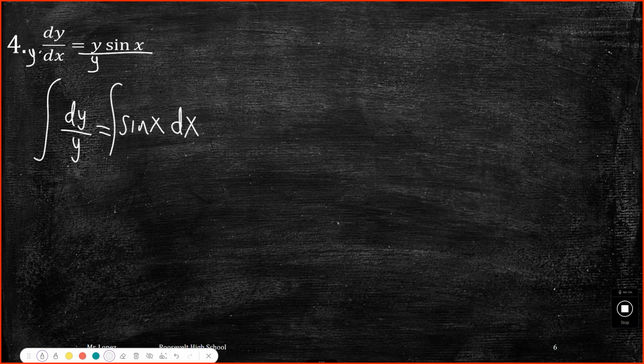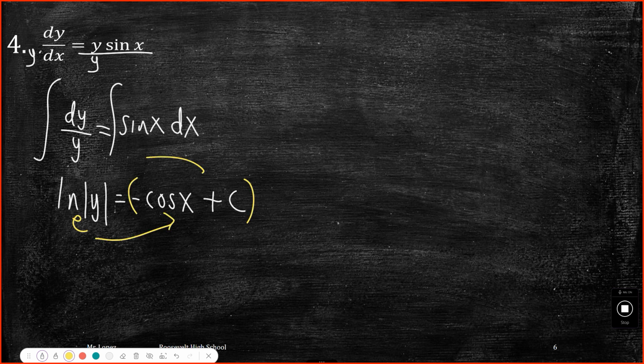And so dy over y is what? Ln absolute value of y. And that's equal to the integral of sine x dx, which is what? Negative cosine x plus c. And then you do this, the way I'm doing it now: e to this whole thing is equal to this. So absolute value of y is equal to e to the negative cosine x plus c.